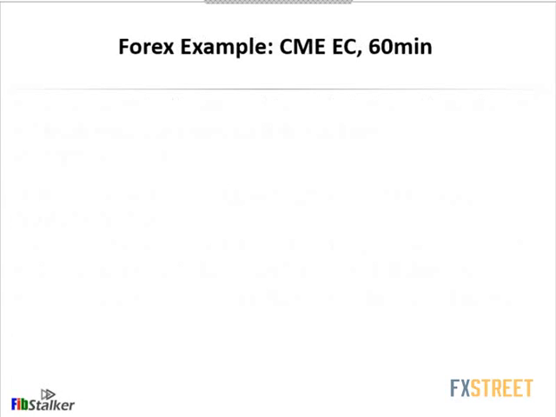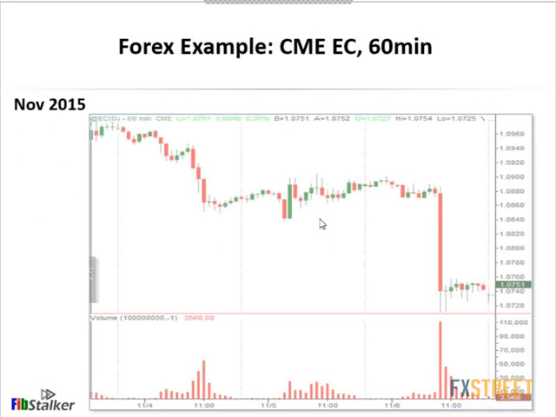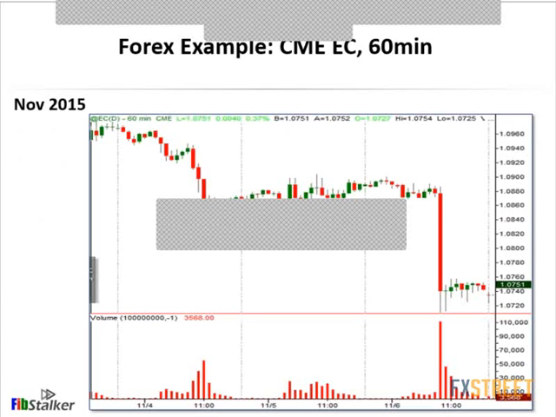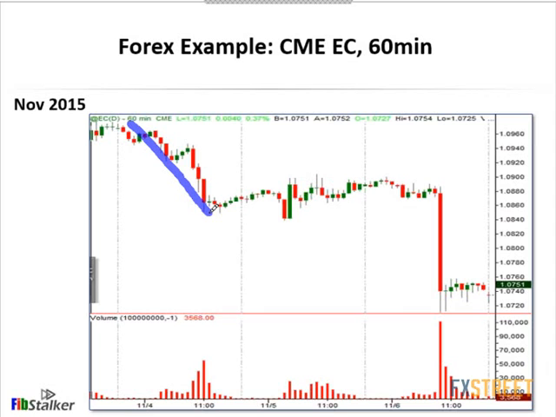Okay, so let's look at an example of the euro currency, the CME big euro futures contract here on the 16 minutes, and we will see the same patterns. So this is a recent chart, November 4th, 2015, and we see this first move lower, and then the consolidation starts here, okay? You could say the consolidation starts here or it starts here. I mean, it doesn't really matter.